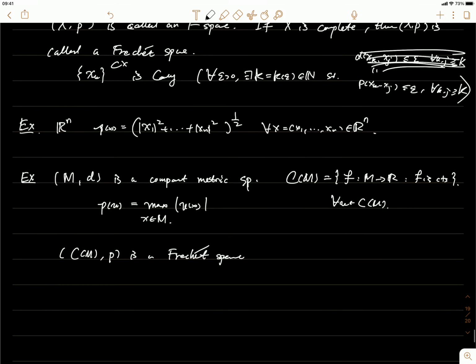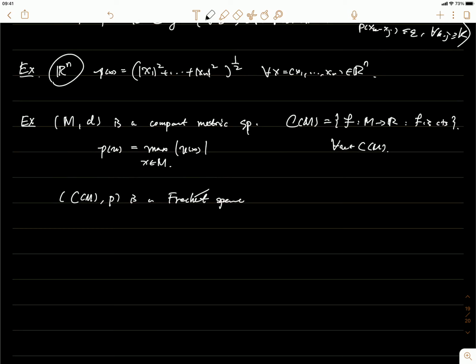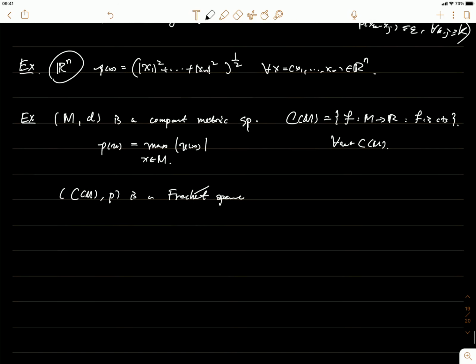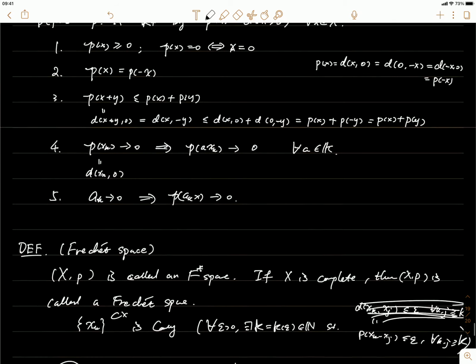Okay, and also the previous example, this is also a Fréchet space as well. So these are two relatively easy examples, and we're probably more interested in such kind of examples in this class. But generally, the Fréchet space does not require anything other than these 5 properties.